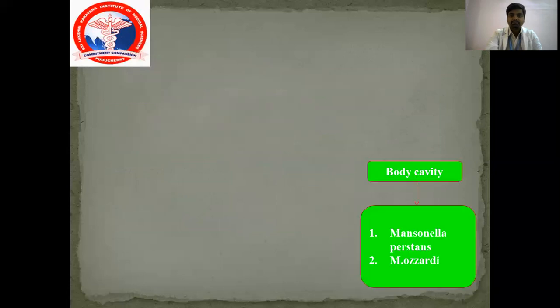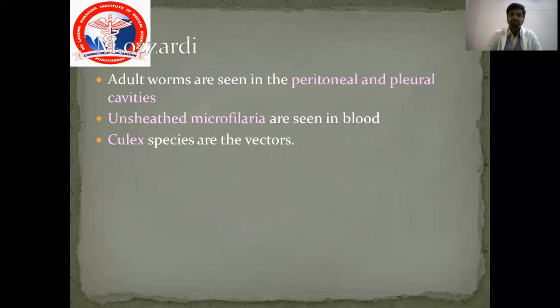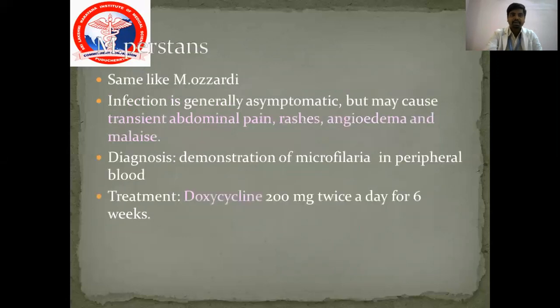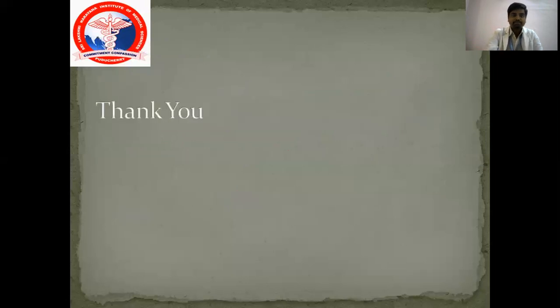Next we are going to see the next organism, that is Mansonella species. Adult worms are seen in peritoneal and pleural cavities. Unsheathed microfilaria are seen in blood. Culicoides species are the vectors. Mansonella perstans is the same as Mansonella ozzardi. Infection is generally asymptomatic but may cause transient abdominal pain, rashes, angioedema and malaise. Diagnosis: demonstration of microfilaria in peripheral blood. Treatment: doxycycline 200 mg twice a day for 6 weeks.